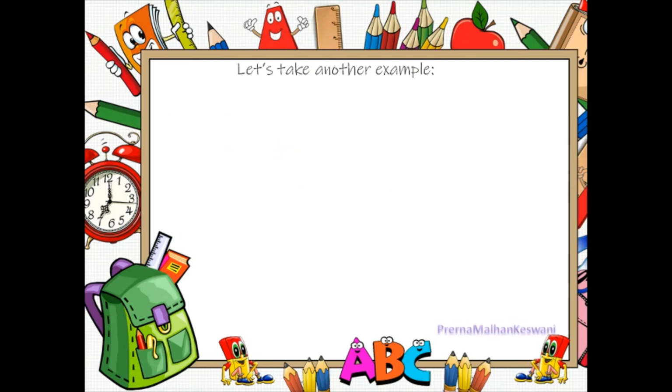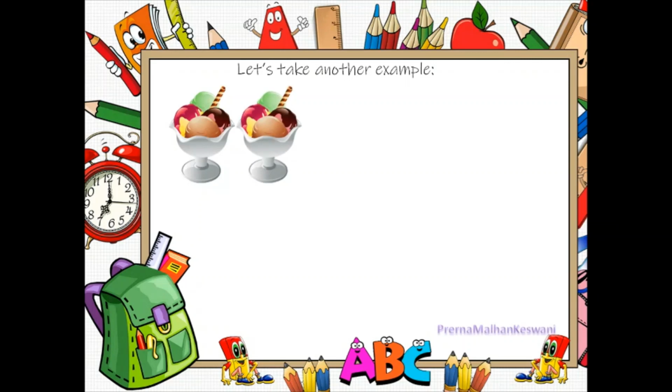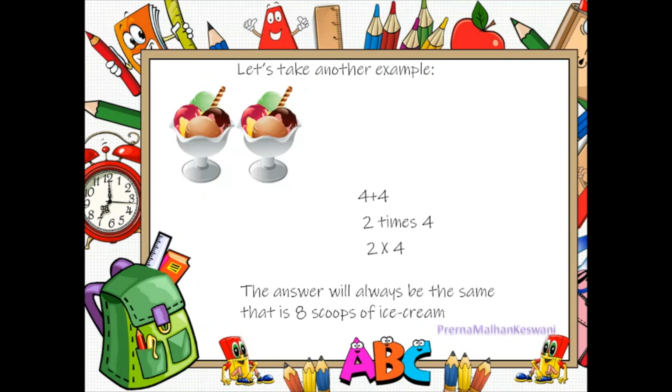Now let's take another example here. How many scoops of ice cream can you see in this cup? Yes, there are 4 scoops of ice cream. Another 4. That means you can write it as 4 plus 4, or you can write it as 2 times 4. That means 2 cross 4. And you already know the answer to 2 cross 4 is 8. That means there are a total of 8 scoops of ice cream.